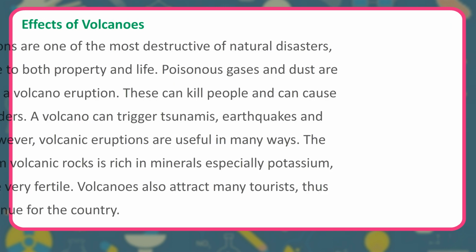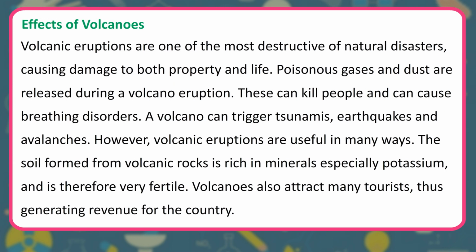Effects of volcanoes. Volcanic eruptions are one of the most destructive of natural disasters, causing damage to both property and life. Poisonous gases and dust are released during a volcano eruption. These can kill people and can cause breathing disorders. A volcano can trigger tsunamis, earthquakes and avalanches. However, volcanic eruptions are useful in many ways. The soil formed from volcanic rocks is rich in minerals, especially potassium, and is therefore very fertile. Volcanoes also attract many tourists, thus generating revenue for the country.